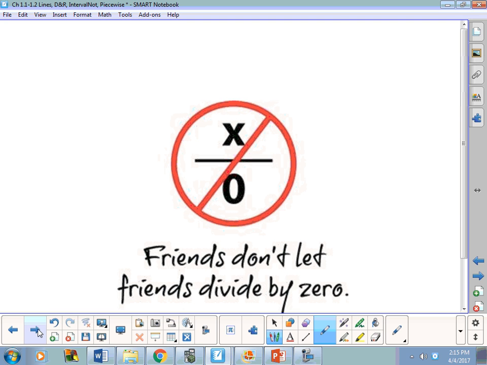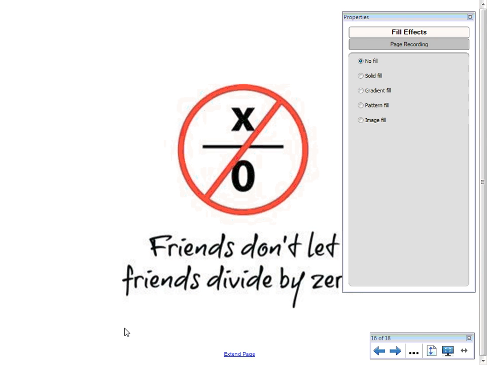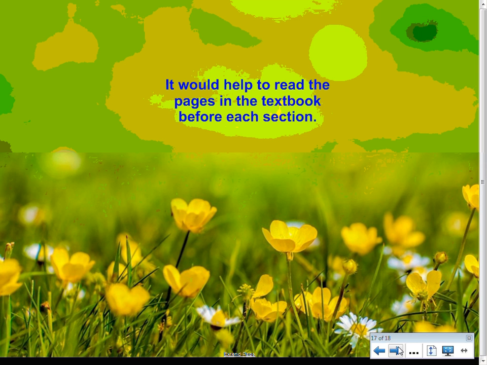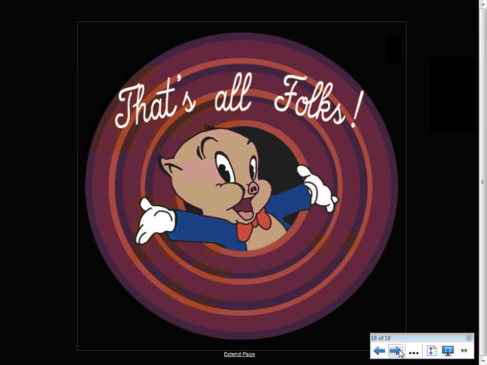Remember, friends don't let friends divide by 0. That's a basic fact. And there are some things in the textbook you might want to check out because there are a couple of details here and there, but that pretty much wraps it up.